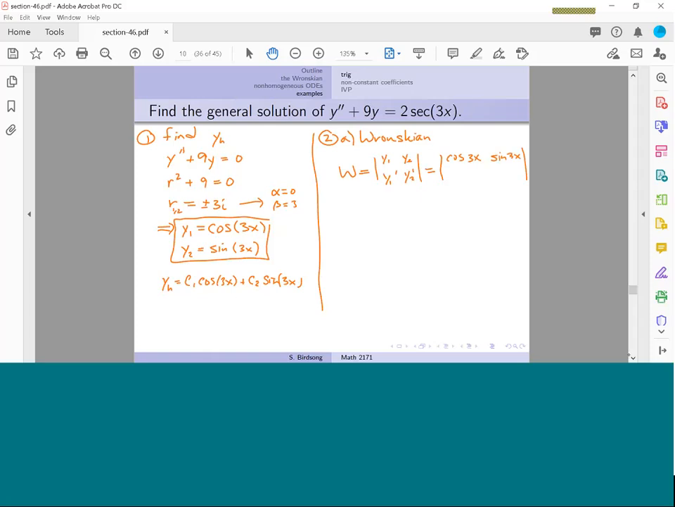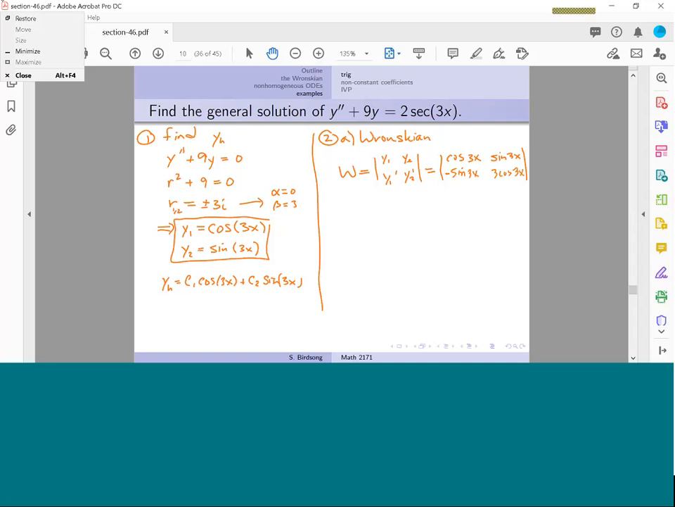So what should I put in that second row? What should be in the first entry of the second row? So derivative of cosine of 3x, the negative sine of 3x. And what about the last spot? Oh, yep. So here, derivative of sine 3x will be 3 cosine 3x. And now we're ready to go ahead and compute this.